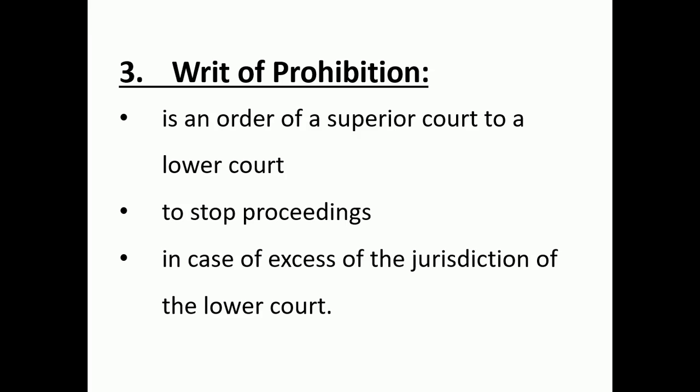So that's the third kind of writ. What is that? Writ of prohibition. Ask a lower court to stop its proceedings. So we have dealt with three different writs. First one, habeas corpus. Second one, mandamus. And third one, writ of prohibition. Now we are moving to the fourth writ, that is writ of certiorari.